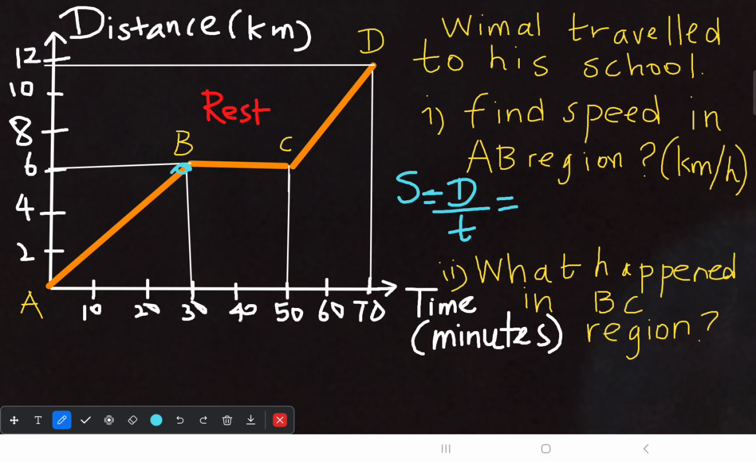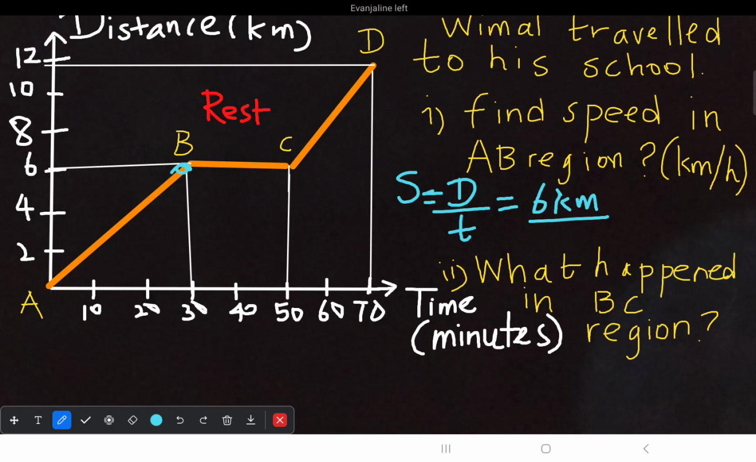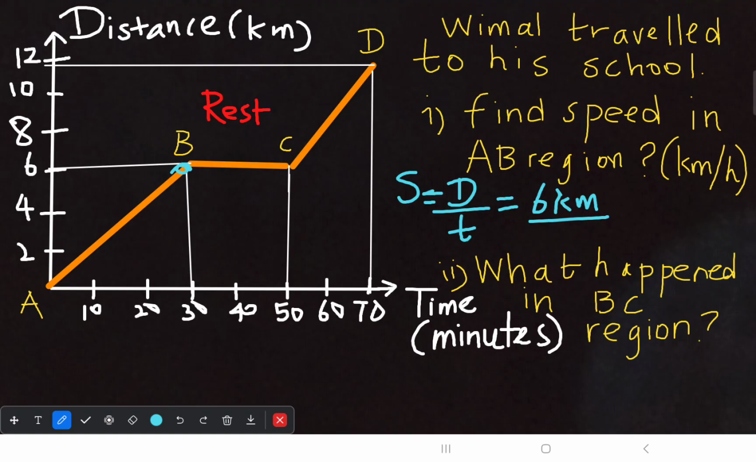Here, he traveled 6 kilometers. The time is given in minutes. Here is the thing: the time is given in minutes, but the question is asking us to find the speed in kilometers per hour. So we have to convert time to hours.